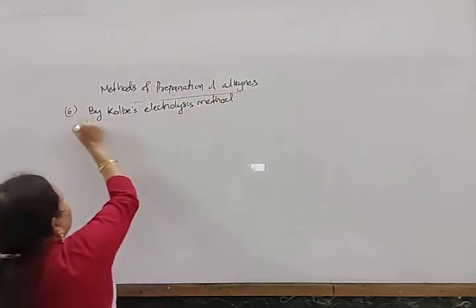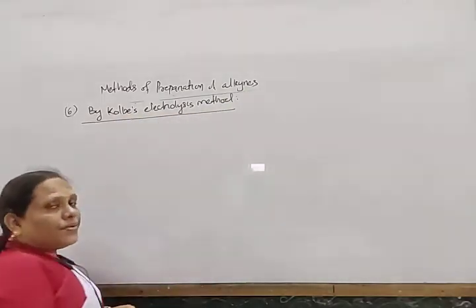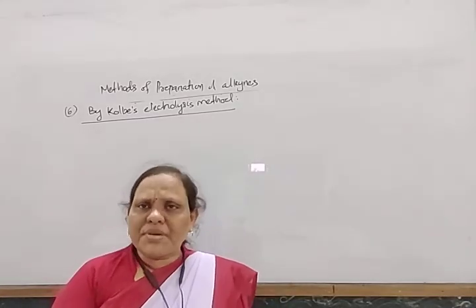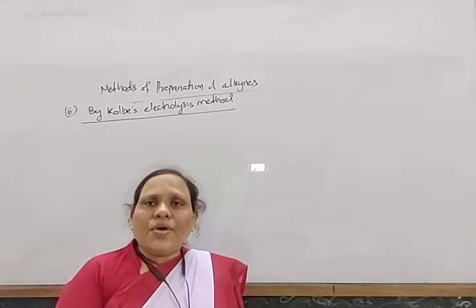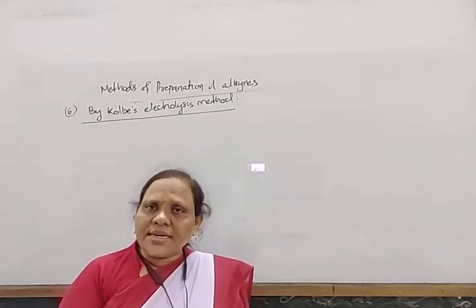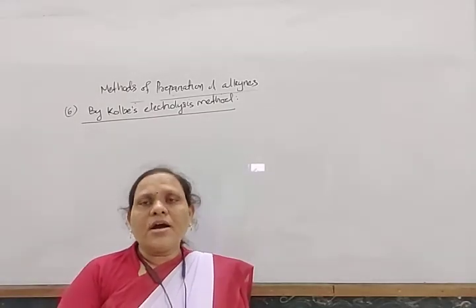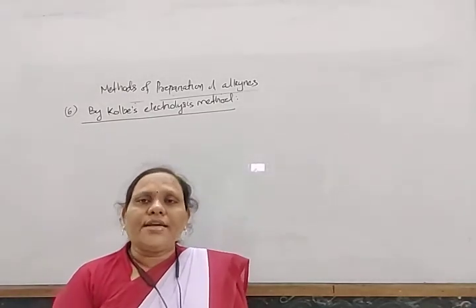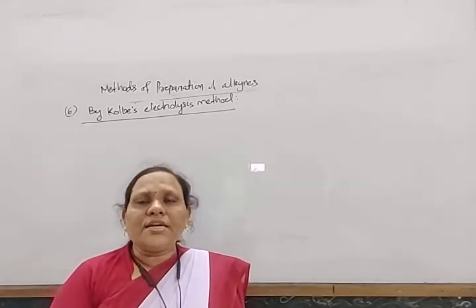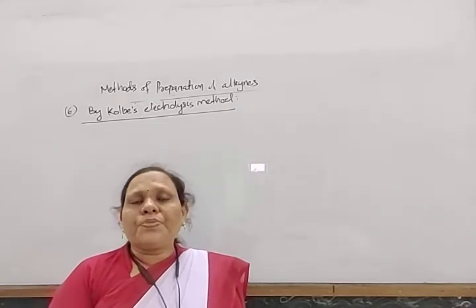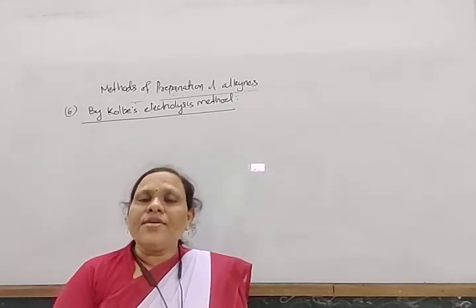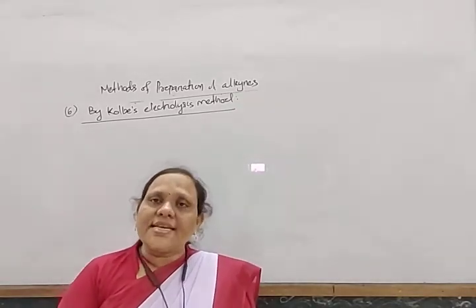By Kolbe's electrolysis method, in this method also we can prepare acetylene. When sodium or potassium salts of unsaturated dicarboxylic acid undergo electrolysis, it forms an alkyne at the anode. Similarly, if we take the sodium or potassium salt of maleic acid or fumaric acid, then it forms acetylene.